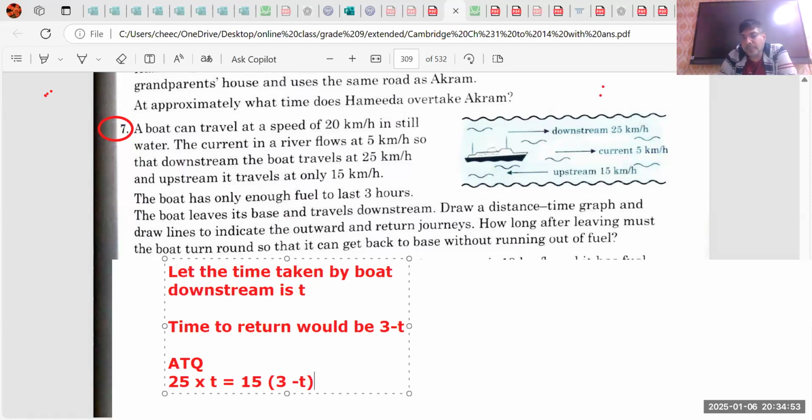All right, Ore. Yes, sir. This question you should have done it by your own, beta. It wasn't a tough question. Now make a distance time graph for this. Yes. The answer would be 1 by 8 or 9 by 8.